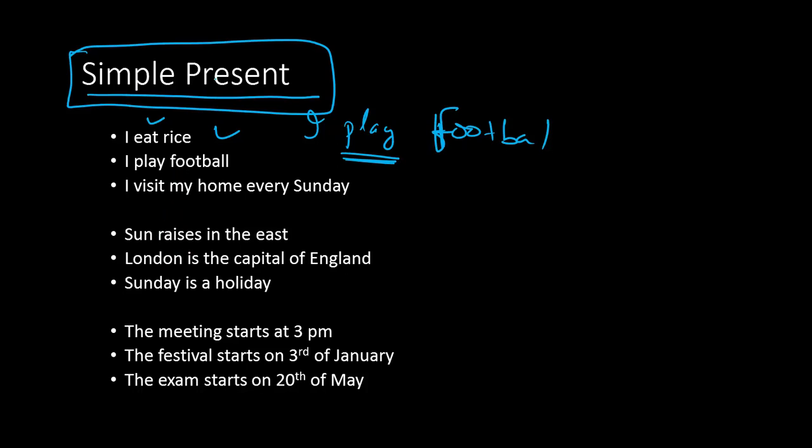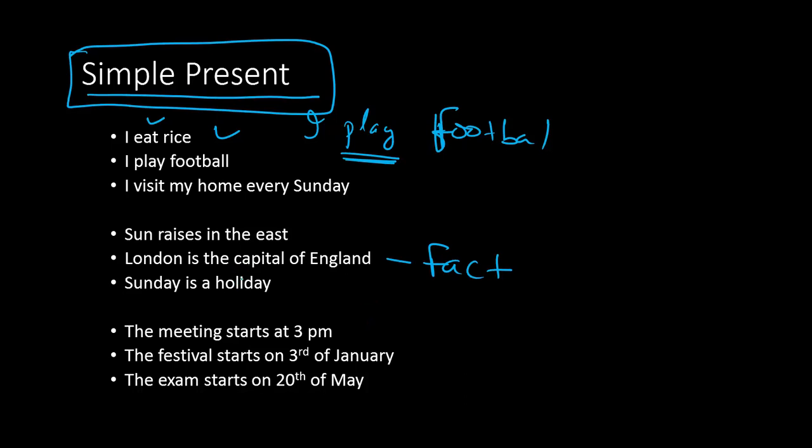We also use simple present to talk about the natural truth, or something that is true. Okay, sun rises in the east. This is a truth, right? It's completely true. It's a natural truth. London is the capital of England. This is a fact. This is just a fact. So this also should be written in simple present form.